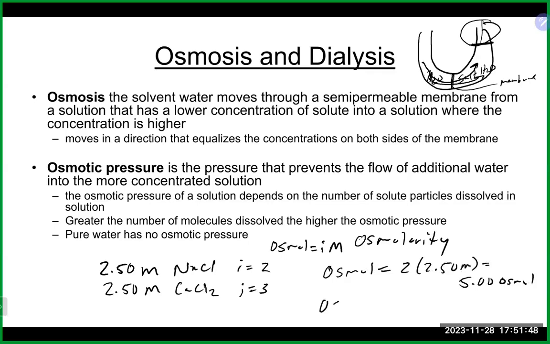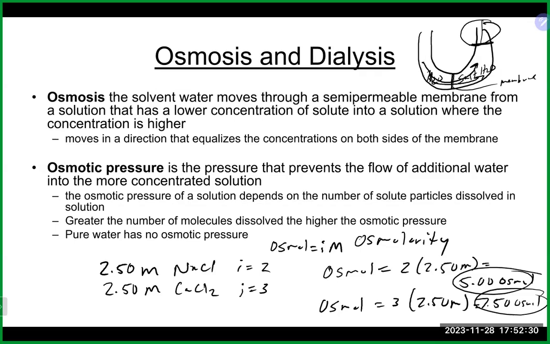We could also do it for our second one there, which would give us 3 times our 2.5 molar. And again, that's going to give us our 7.5 osmolarity. So you can see here, the second solution, although they have the same concentration, because there's more particles associated with the second solution, it has a greater osmolarity and really a greater osmotic pressure, because of the amount of particles that are generated as this goes into that solution, even though they have the same molarity. That's the difference in the osmotic pressure.